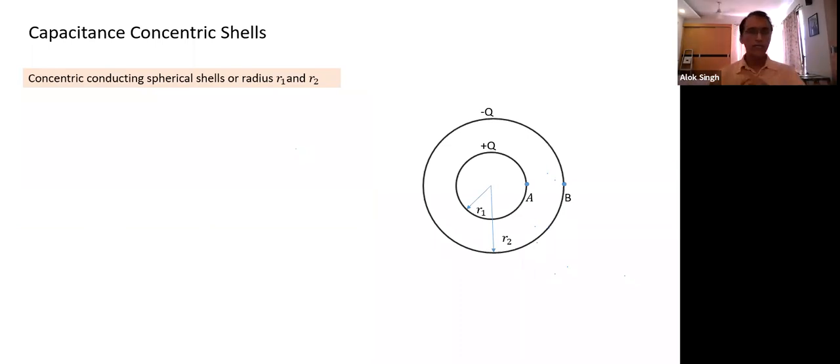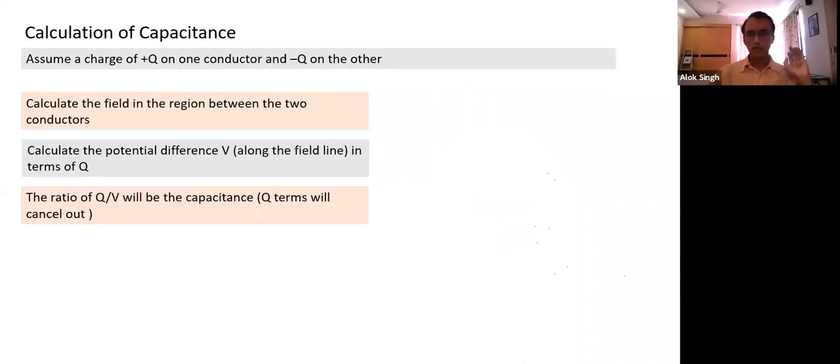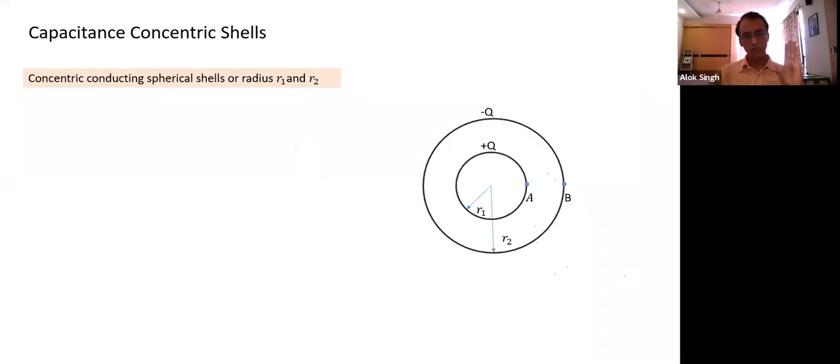Let's say, can we find capacitance for two concentric shells? So I give 2 minutes. All of you try. Can you find out the capacitance of a concentric shell using the method we had just mentioned in the previous slide? That was the method: charge Q, minus Q, calculate the field in the region between the two conductors, calculate the potential difference, and find the ratio.